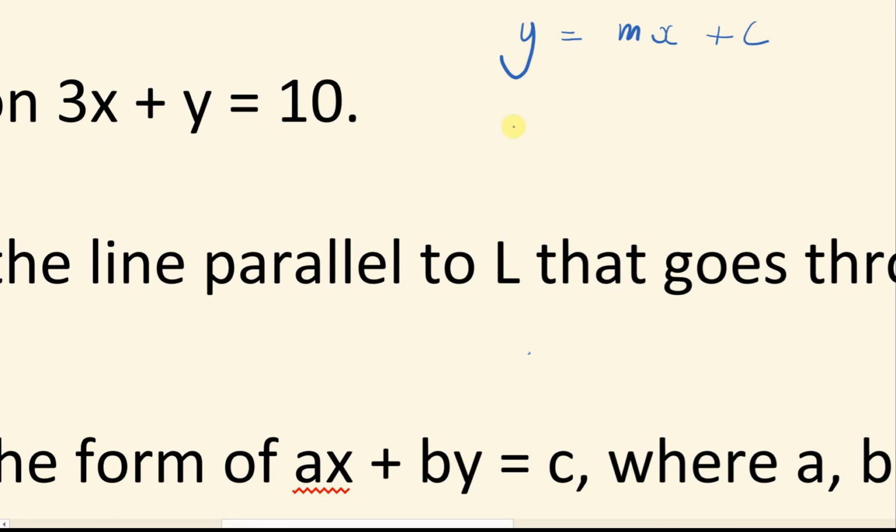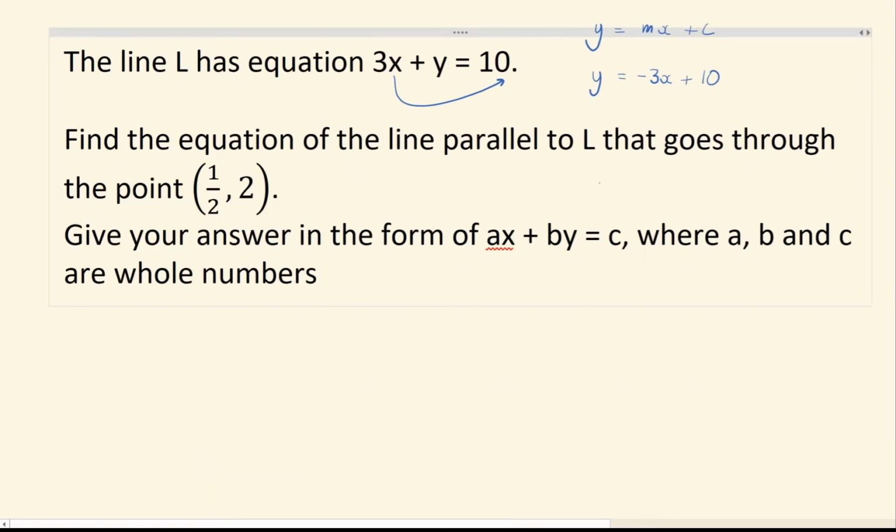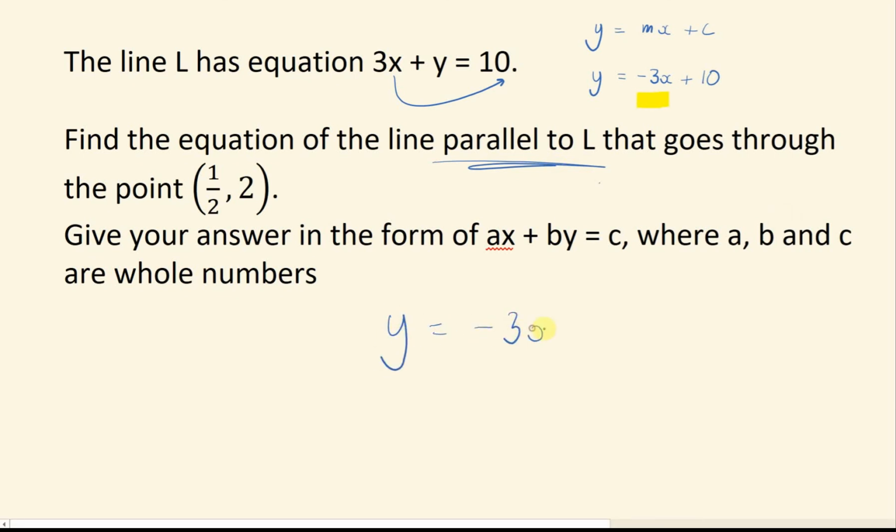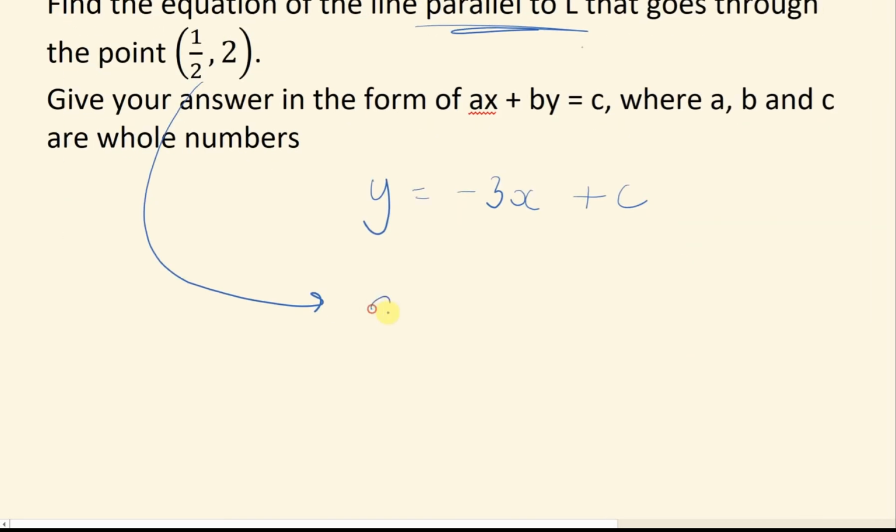I want the y by itself, so here I'm going to move this 3x across to the other side. If I do that, it's going to become negative. So this is equivalent to y equals -3x plus 10. And again, for me, it's always easiest writing the x's first, just so you've got a better comparison to the default form of y equals mx plus c. So, we know this line is parallel to L, so therefore it must also include the same gradient, which is -3x. We can now work out the plus c by plugging in these coordinates here.